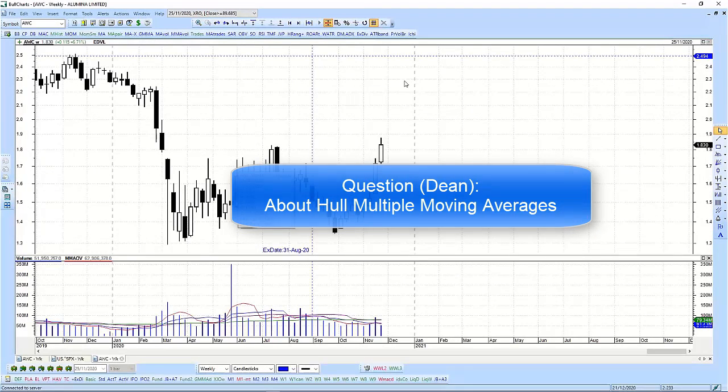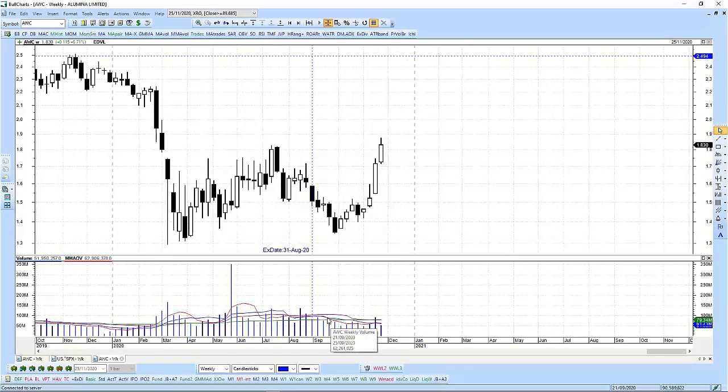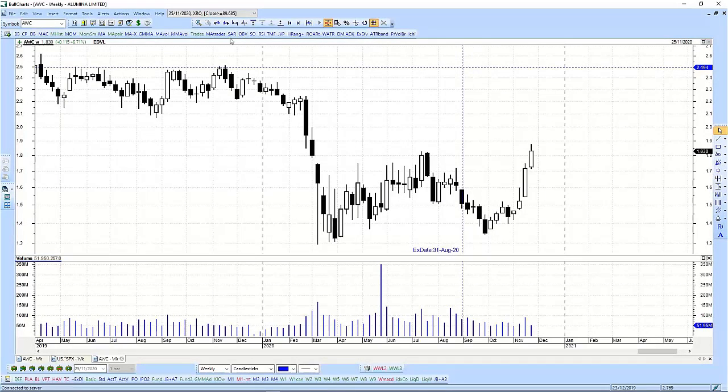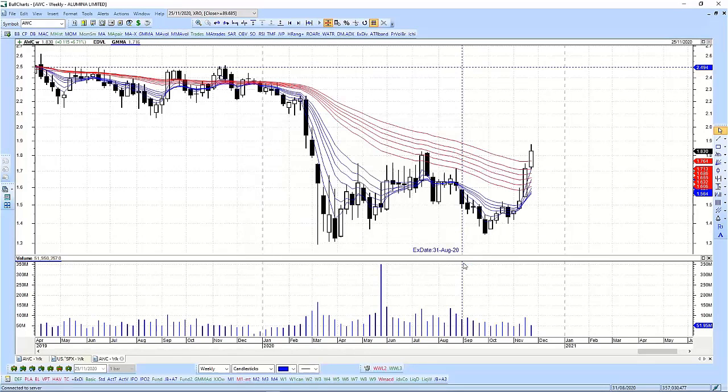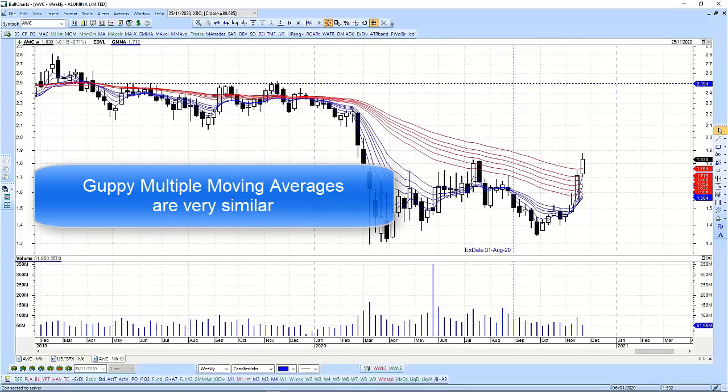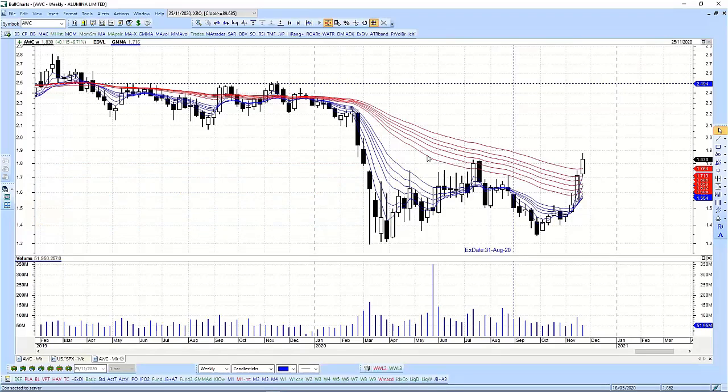Now, one of my favorites is Guppy's moving averages. I've got that up on my toolbar here, Guppy moving average. And I find that useful on a weekly candle chart, except that I set the moving averages to be daily so that they respond a lot quicker. Now, Dean was asking about Hull moving averages.